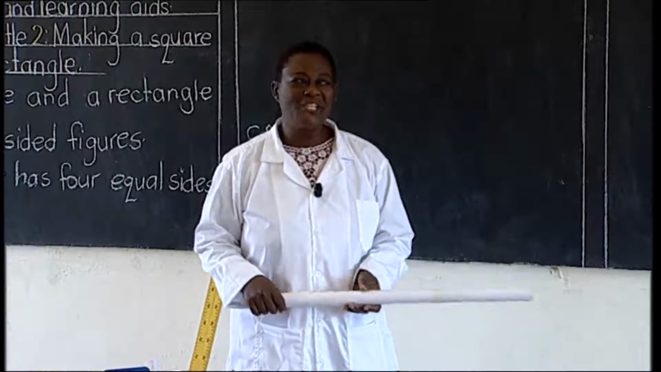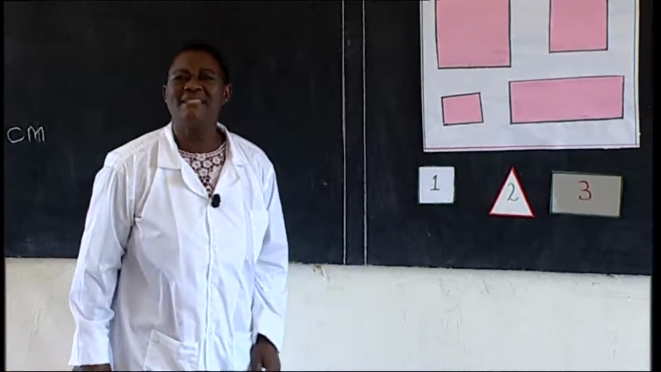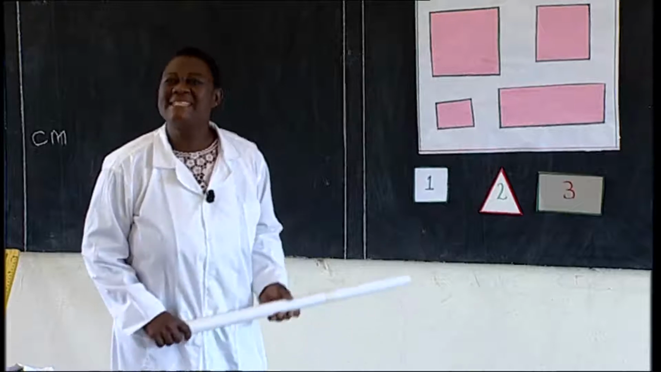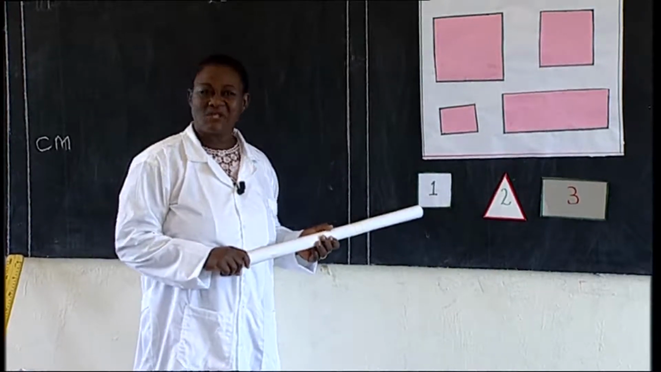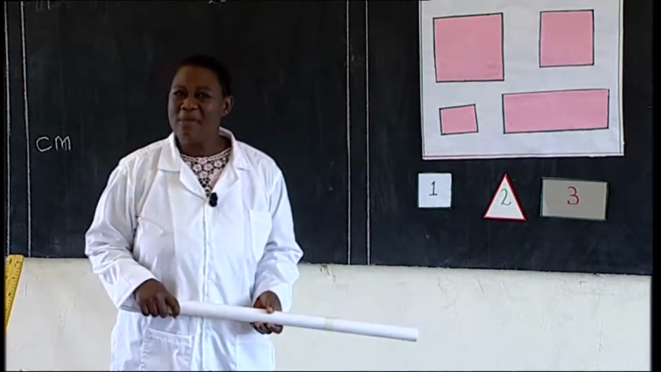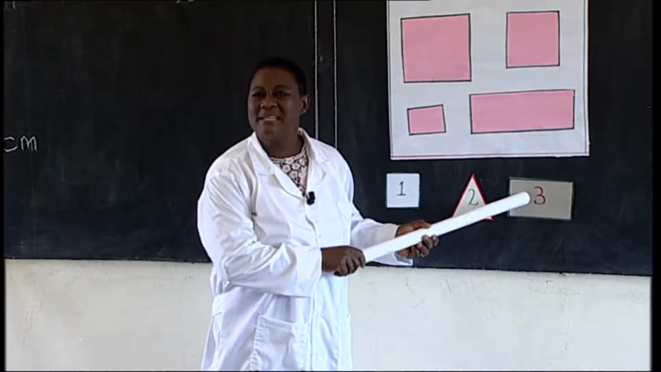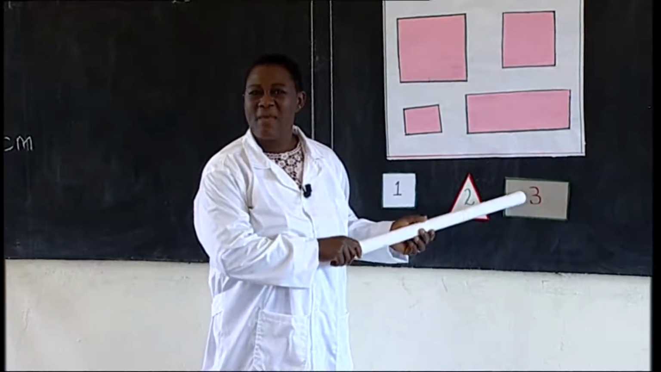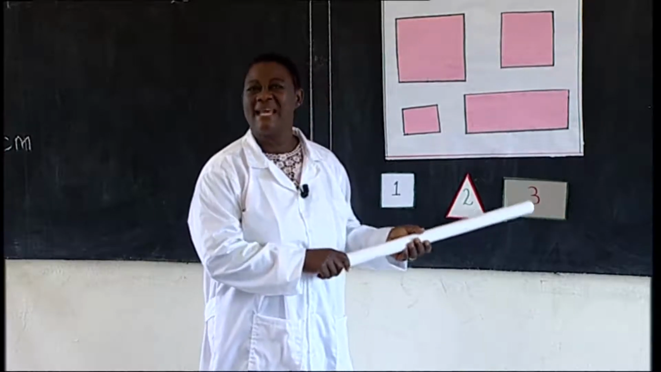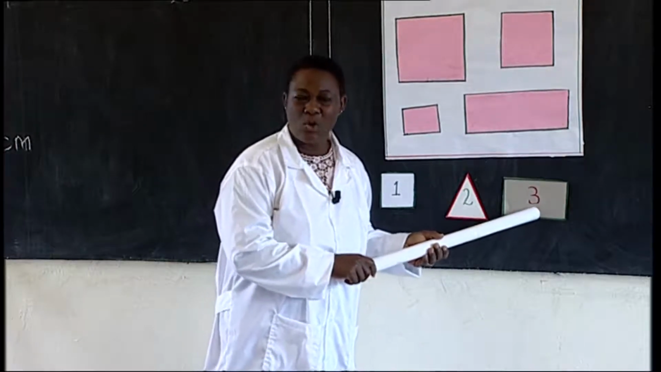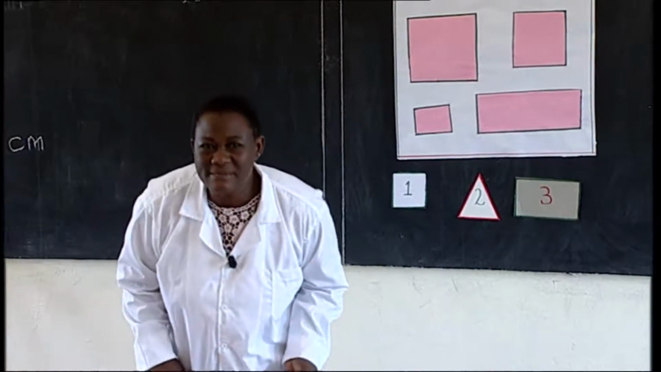We have made shape 1. That's good. And what is its name? It's a square. It's a what? It's a square. We have also made shape 3. And what's its name? Its name is a rectangle. It's a what? A rectangle. That's good.